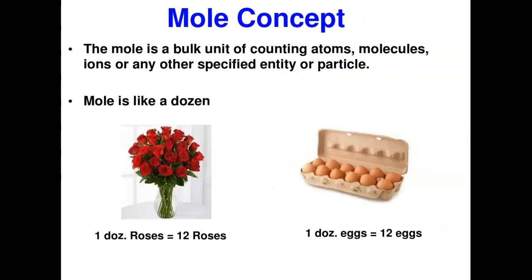So we go to the next thing. Let's talk about the so-called mole concept. Remember, this chapter will basically address this. The mole simply represents a bulk unit of counting atoms, molecules, ions, or any other specified entities. I usually tell my students in class that the buying and selling of atoms and specified entities are actually done with the mole. That is what the mole represents.